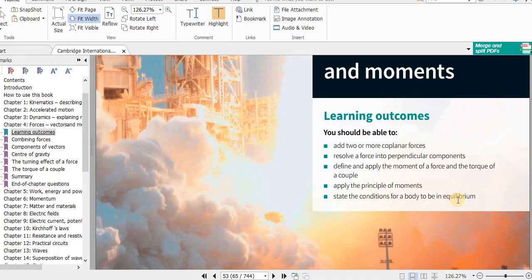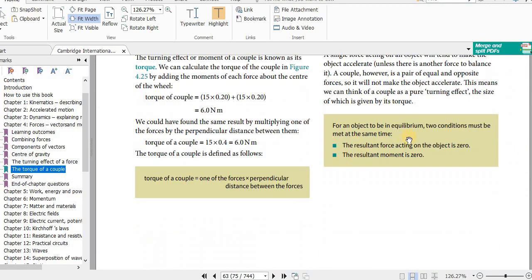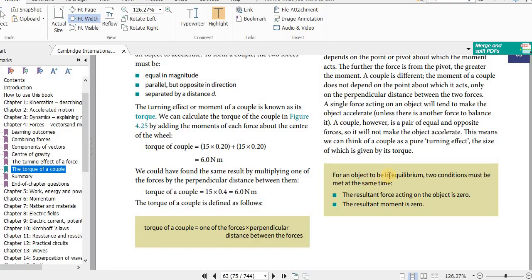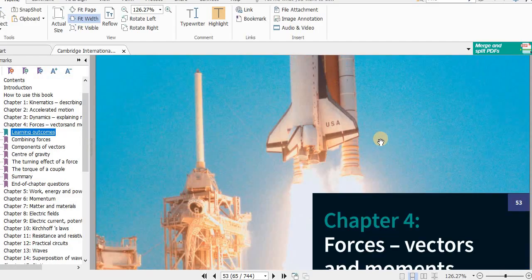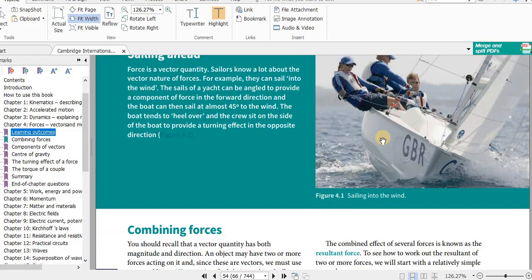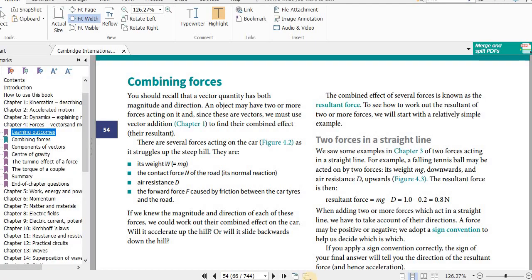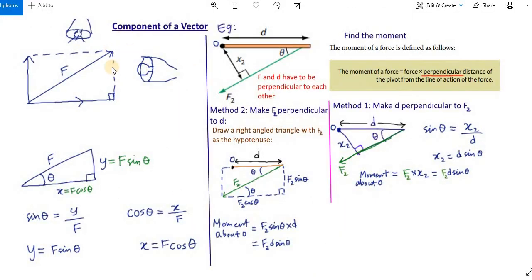State the conditions for a body to be in equilibrium. I told you just now that there are two conditions for equilibrium. I will show it to you here also. For an object to be in equilibrium, two conditions must be met at the same time: the resultant force acting on the object is 0 and the resultant moment is 0. Okay, so let's go back to the beginning and try to complete this chapter. Combining forces. Now if you look at this diagram, I have explained it, and I also have said what the moment of a force is. So let's go through.